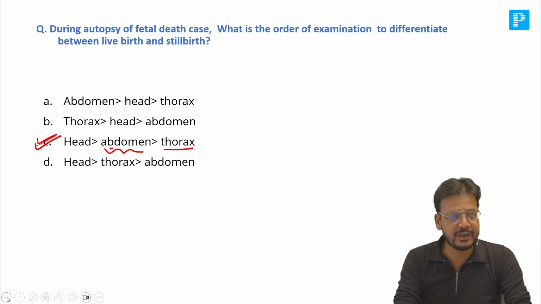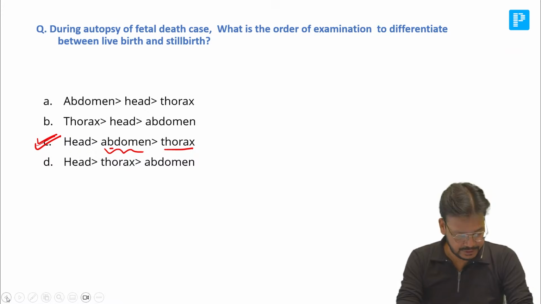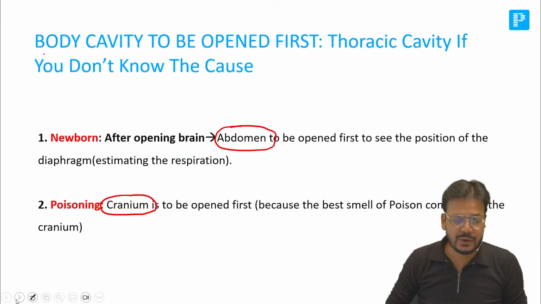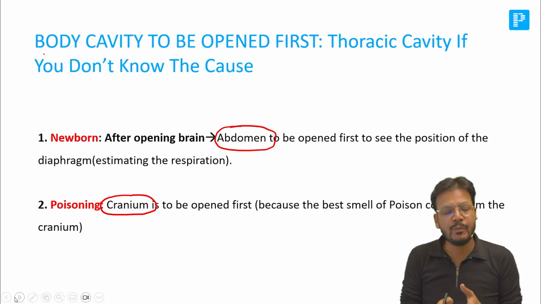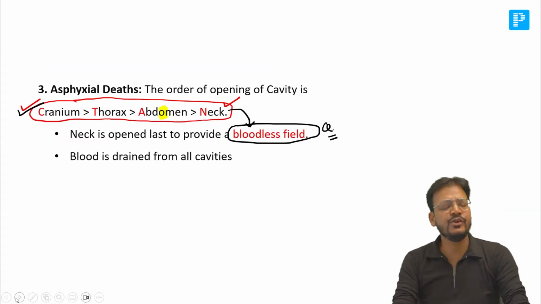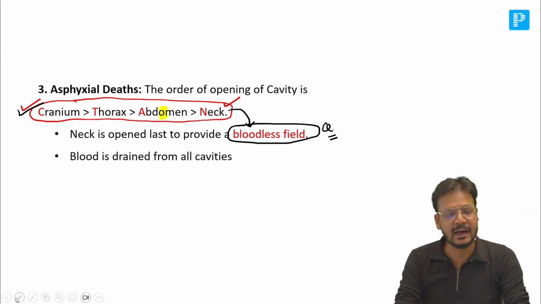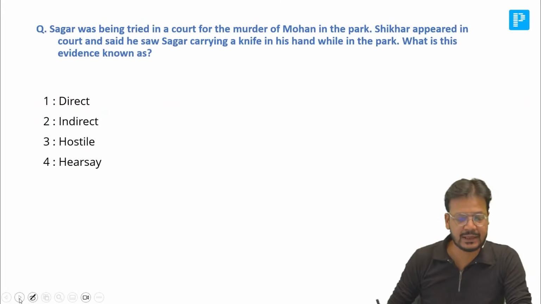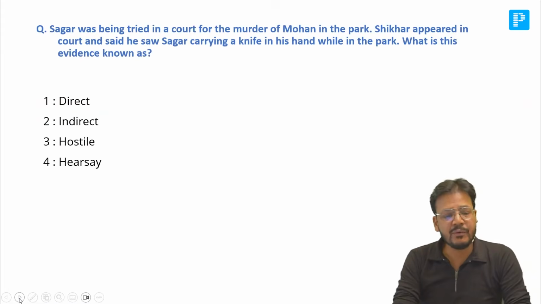Head is opened first, but abdomen is opened before thorax to see the position of diaphragm. Remember these three questions. In a newborn, abdomen is opened before thorax. In poisoning, cranium is opened first, just for retention of the smell. And in asphyxial death it is CTAN: C cranium, T thorax, A abdomen, and neck is last, to get the bloodless field.